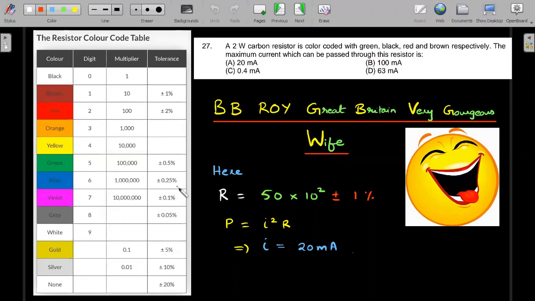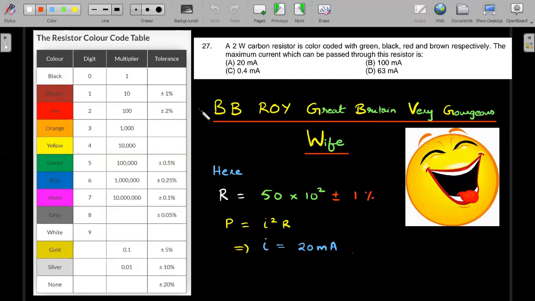Okay, right? So the best way to remember this is BB Roy. So all these yellow capital letters are the ones in this sequence. Okay, so BB Roy, Great Britain, very gorgeous wife. Whatever they came up with, it's their invention. So this is how my students remember it.